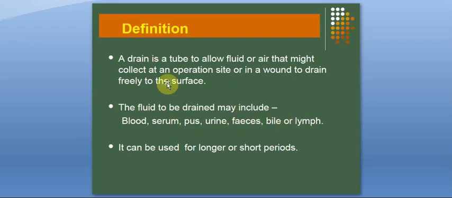Okay, so remember, a drainage tube is used to allow the removal of fluid or air. Okay, now when I refer to fluid, it could be any type of fluid, blood, and any body fluids can be removed. Okay, like pus, urine, feces, bile, or lymph. The most common type of drain that we are using in the hospital is your urinary catheter, okay, or even your NG tube. These also are coming under types of drains.